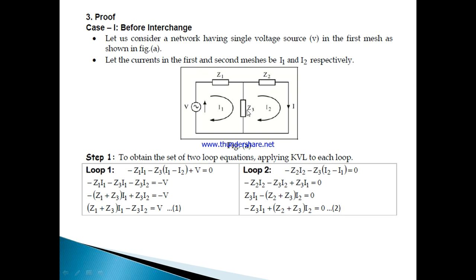The drop across the second element, Z3, is given by Z3 into, here again there are 2 currents flowing through Z3, I2 and I1, and both are opposite to each other.